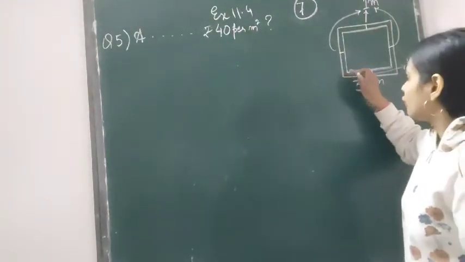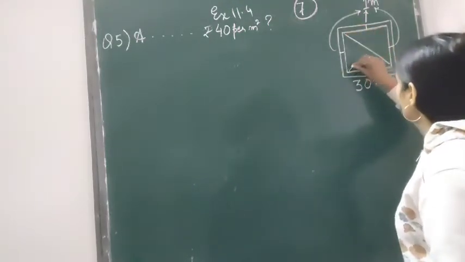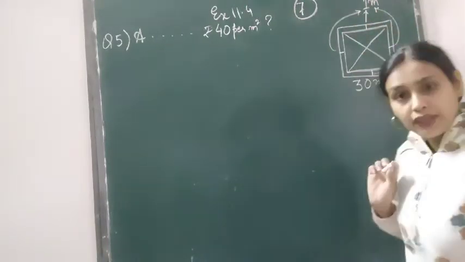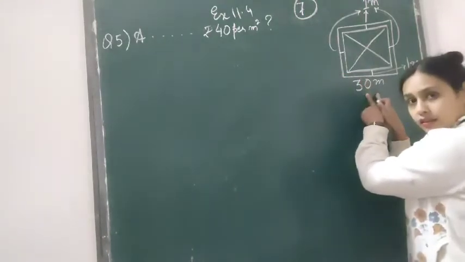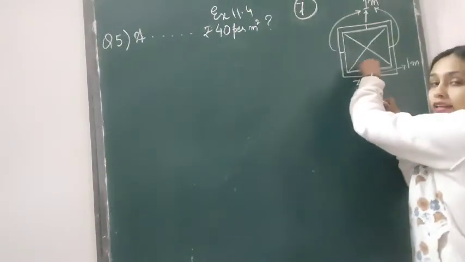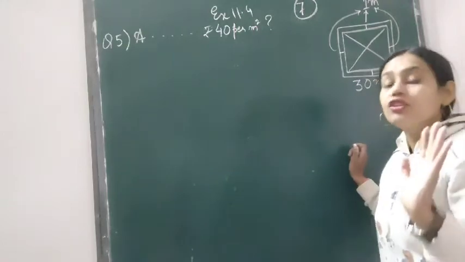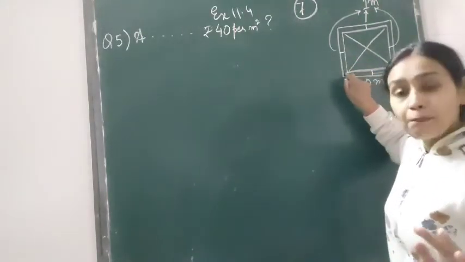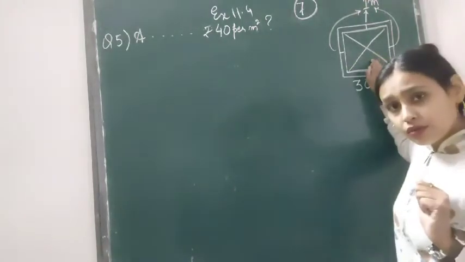Got it, children? So for finding out this area, if we remove this area, we will come to know this area. That means we need to find the total area of the garden, and then we need to find the inner area of the new square, the area of the new square which is formed when the path is constructed. So this is also a square.